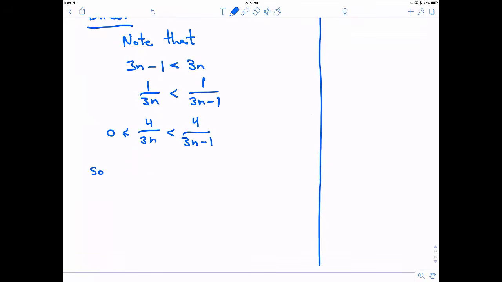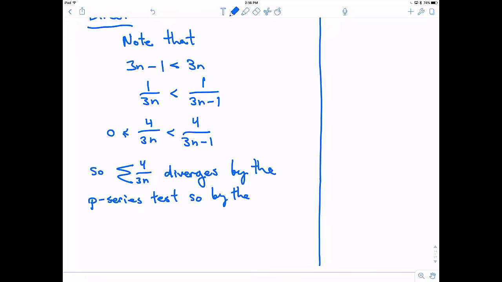So therefore, the series 4 over 3n diverges. Why does it diverge? Well, it's because of the p-series test. So by the direct comparison test, the bigger series, which is 4 over 3n minus 1, must also diverge, right? We've shown that the smaller one diverges, and therefore the bigger one must diverge.